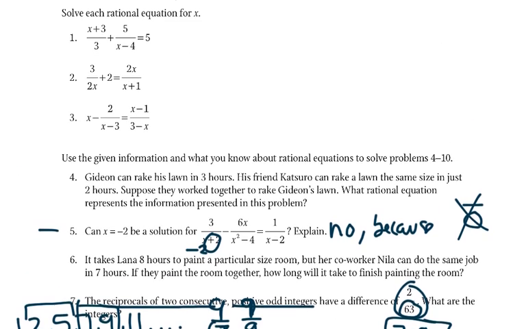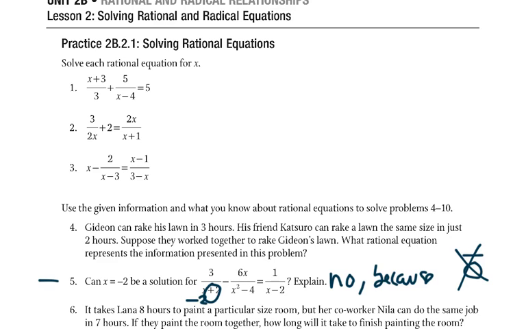Now we're going to talk about some work problems. So number 4. Gideon can rake his lawn in 3 hours. His friend Katsuro can rake a lawn the same size in just 2 hours. Suppose they worked together to rake Gideon's lawn. What rational equation represents the information presented in this problem?